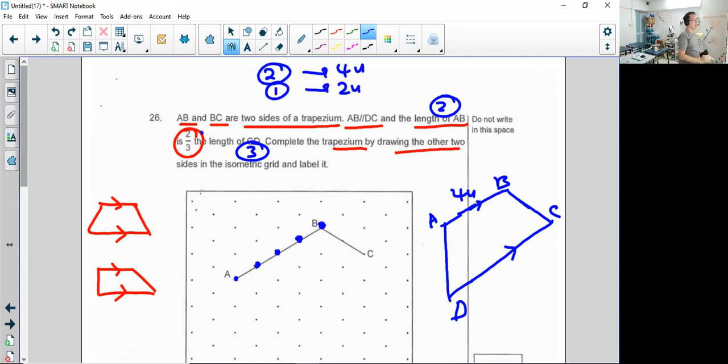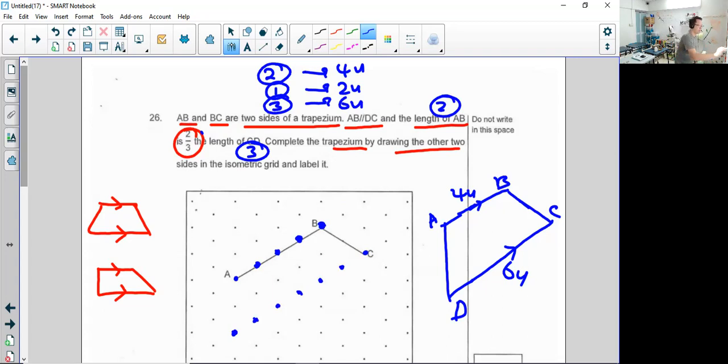And my CD must be what? My CD must be 3, so 3 times 2 will be 6 units. So I will need to measure. I will need to count the gaps and look for 6 gaps. From here, this is the starting point. 1, 2, 3, 4, 5, and 6. There will be 6 gaps already.